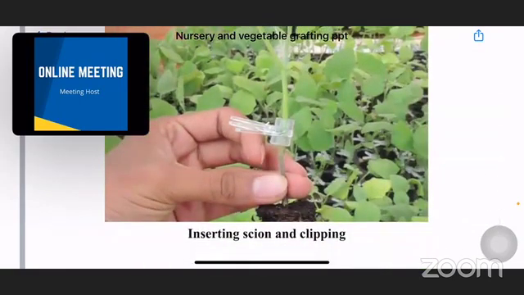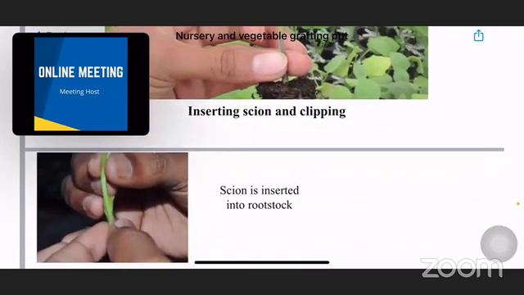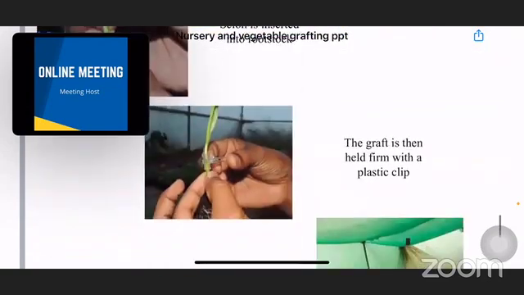Then after giving a cut, we have to insert a scion and give support through a clip, a grafting clip. Those clips are reusable. We have to sterilize the clips, and again we can use them. This is the procedure.